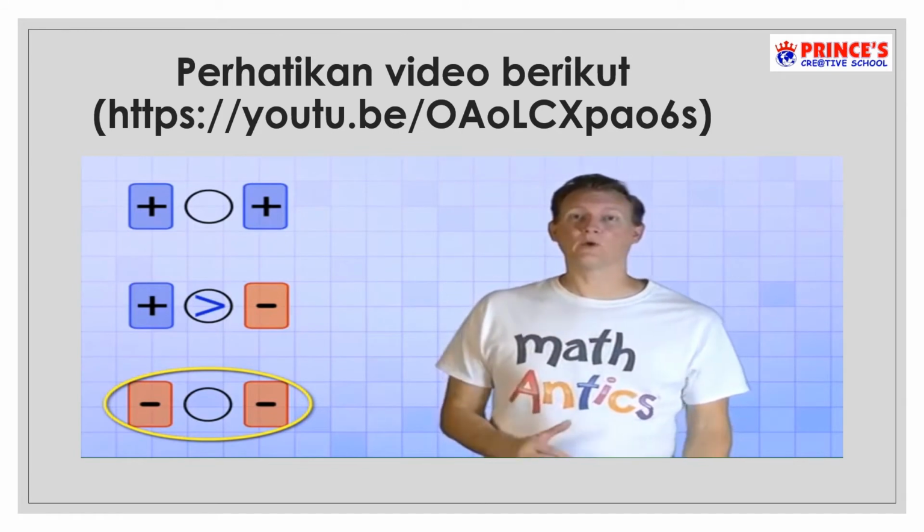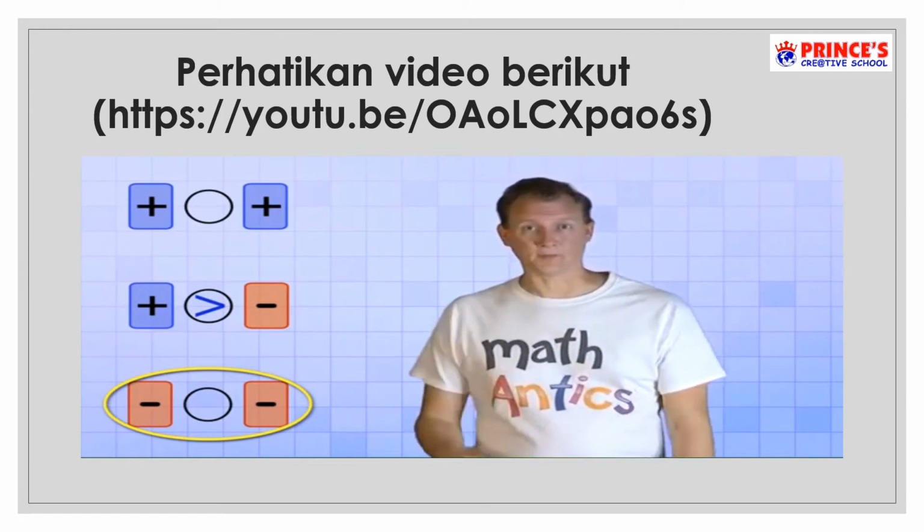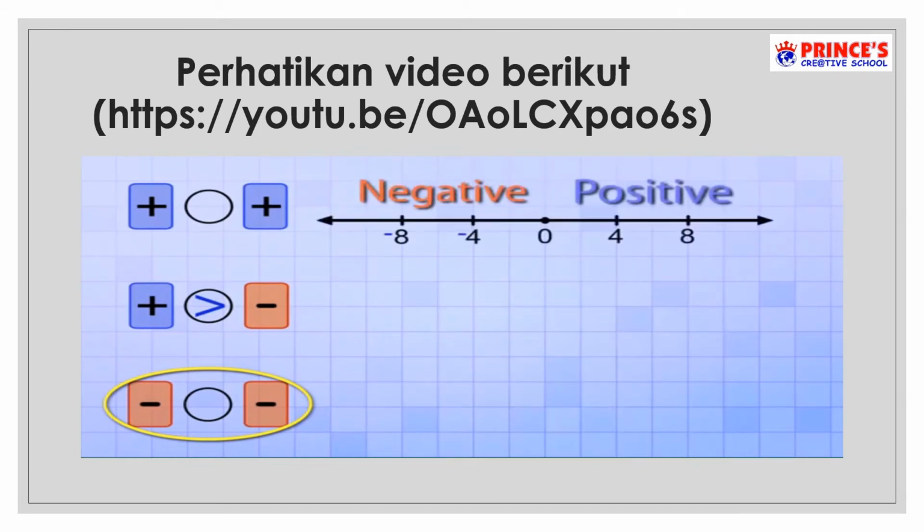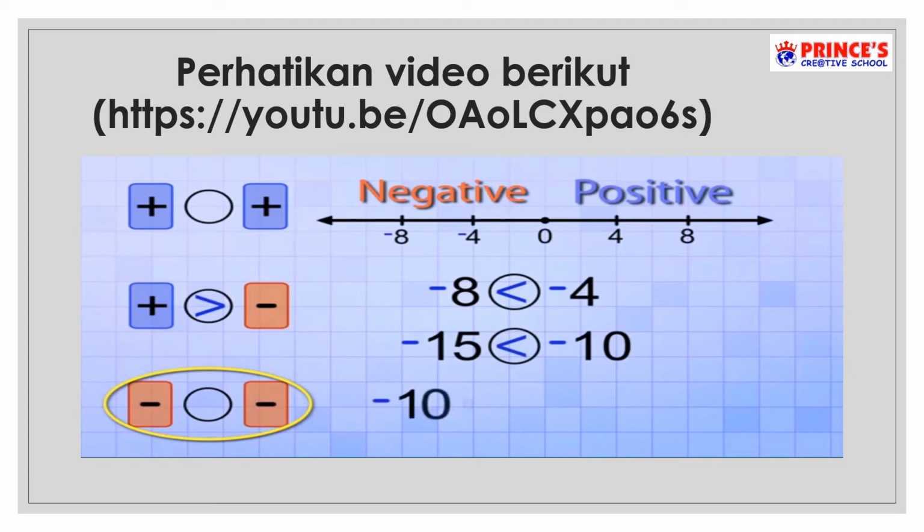Then you have to think about which one is further to the left on the number line. Again, a great way to do that is to identify the number that would normally be more positive on the positive side of the number line and realize that it's more negative on the negative side. Negative 8 is more negative than negative 4. So it's smaller. Negative 15 is more negative than negative 10, so it's smaller. And negative 100 is more negative than negative 25, so it's smaller.